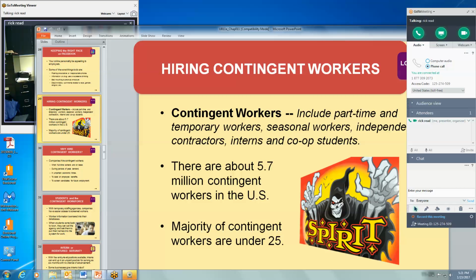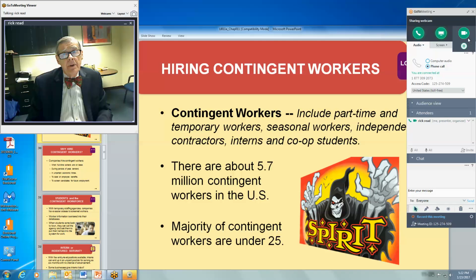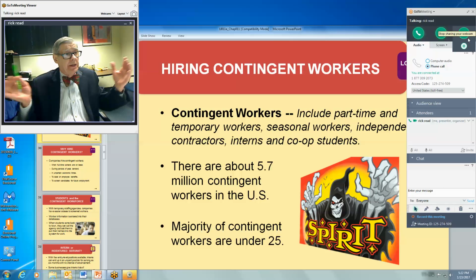Companies can hire contingent workers, and of course that keeps their costs down because you're not paying full freight for the most part. You may not have to pay workers' compensation and some of those other type things for contingent workers. You need to know what the law is, because you cannot treat a contingent worker as a full-time employee or as a regular employee, full-time, part-time.